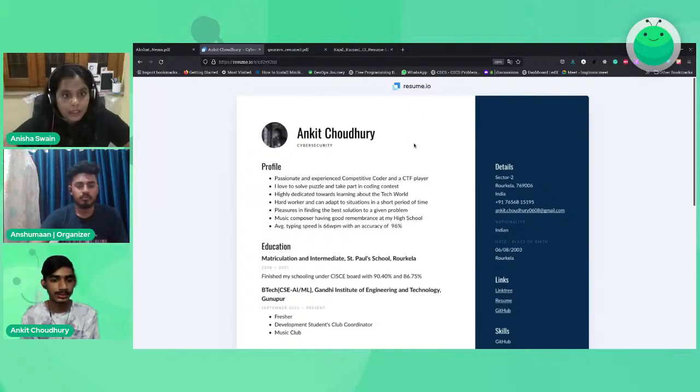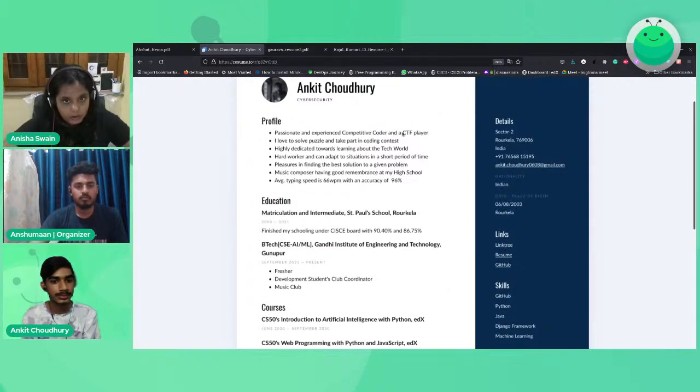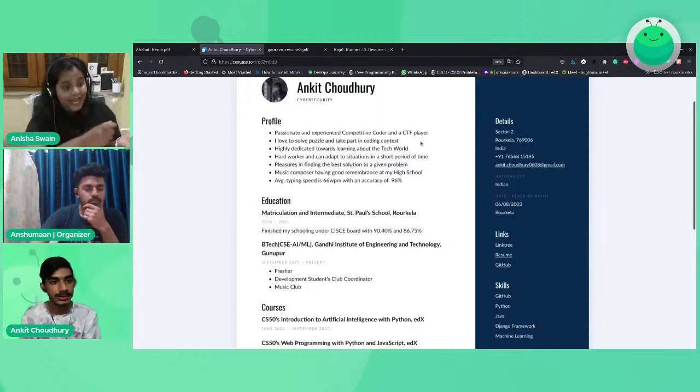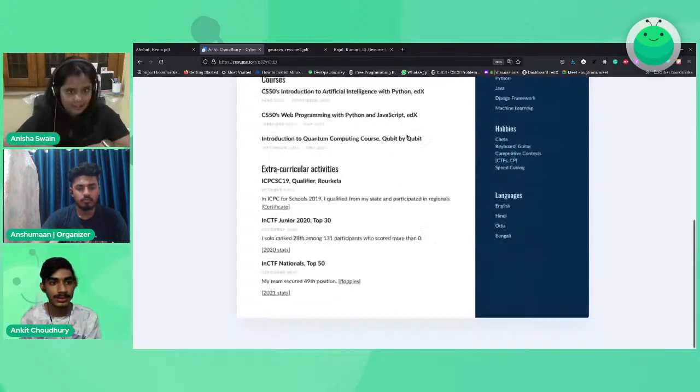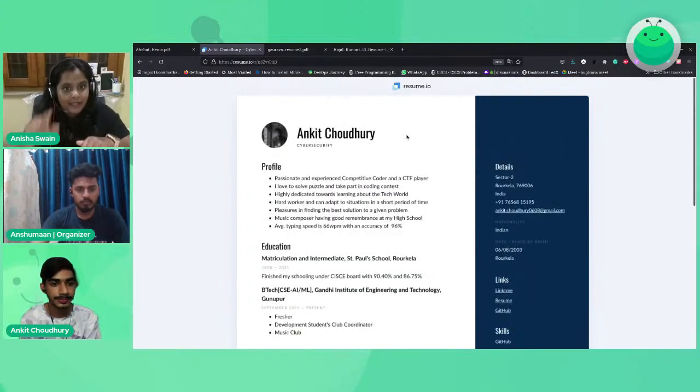And the profile: you are a passionate and experienced competitive coder. That goes inside one of, do you have HackerRank and HackerEarth? Yes. So that actually is an achievement. Those stars that you have, the rank that you have, that's an achievement. You could put it under achievements. I'm telling you, your resume has a lot of information. You haven't divided it into sections. That's the problem.